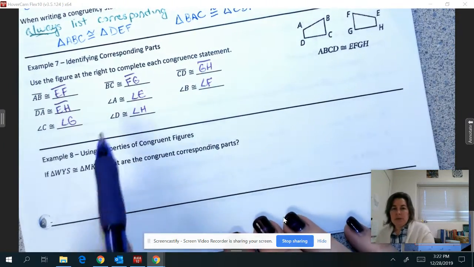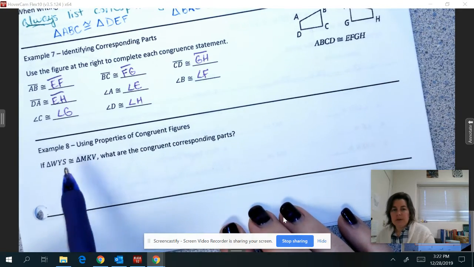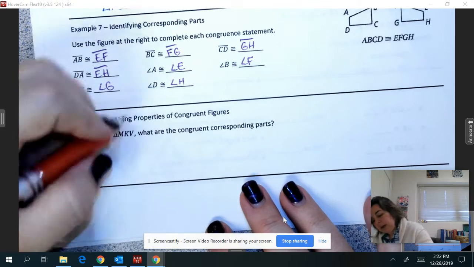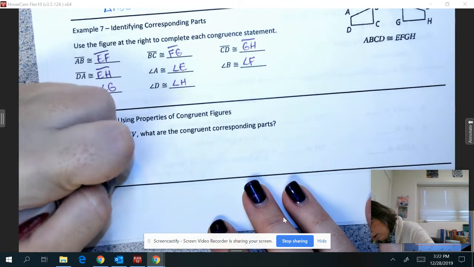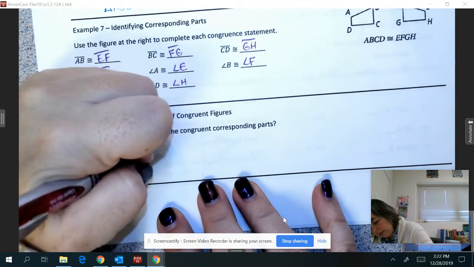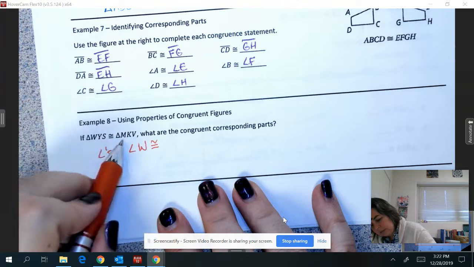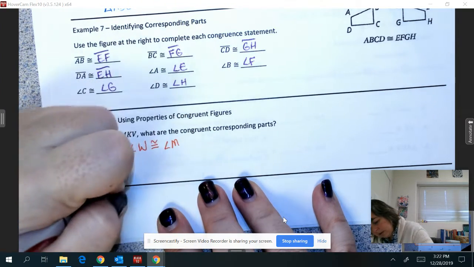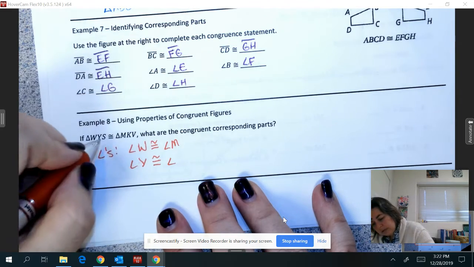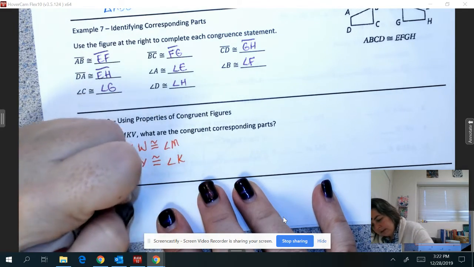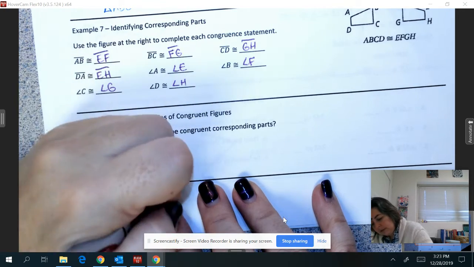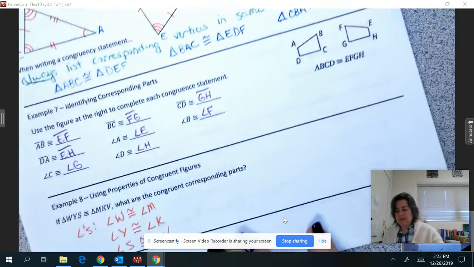So now, we did this with this picture here, but you don't actually need a picture. If I just have the congruency statement, I can list all the congruent parts. So for the angles, angle W goes with the first letter of the second one, that would be angle M. Angle Y goes with angle K. And angle S goes with angle B.